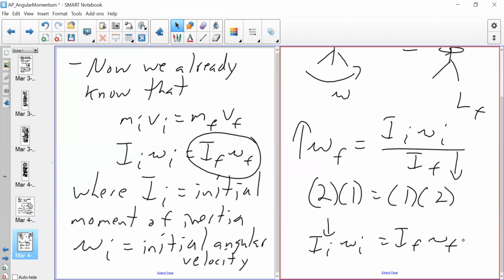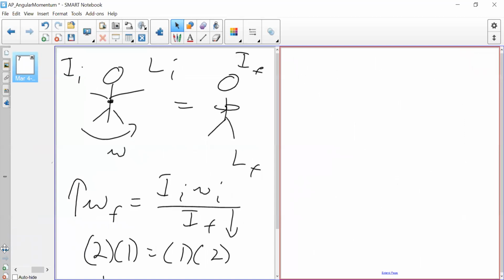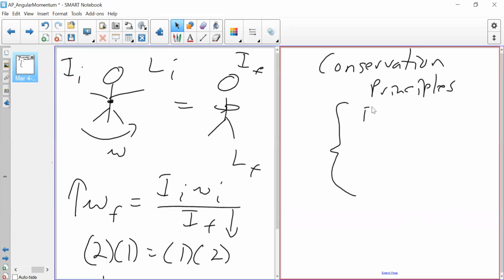Okay, so let's keep that moving. So, conservation principles we've seen so far. Let me do it this way. We know that energy is saved before and after for no energy transfers, and we usually get energy transfer if there's friction in the system. And then momentum is saved.